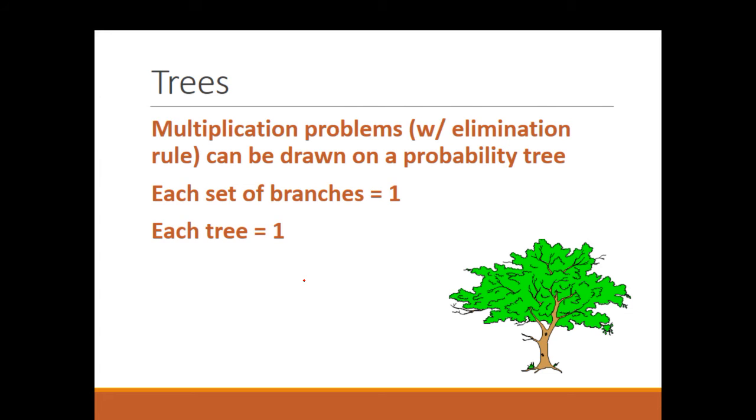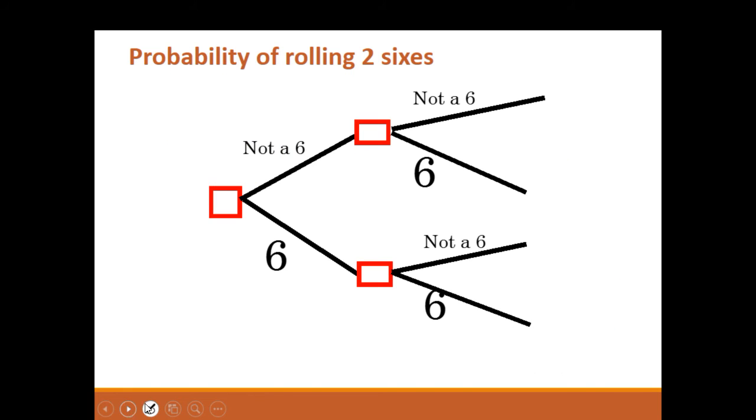So what we're going to do is draw a set of branches on a tree to represent our problem. Each set of branches is going to have a probability of 1, and the whole tree together is going to have a probability of 1. It's like magical. So we start and we draw a box. We want to roll 2 6s. So the first roll of the dice, each box represents a roll of a die. I can either get not a 6 or a 6.